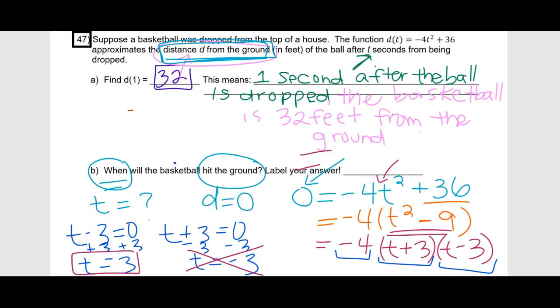So it says, when will the ball hit the ground? And t is in seconds, so we would say 3 seconds.